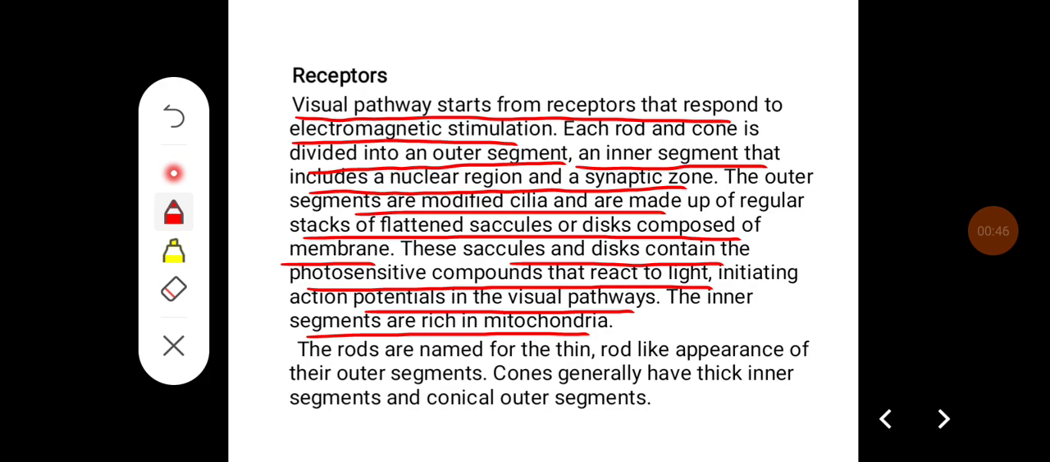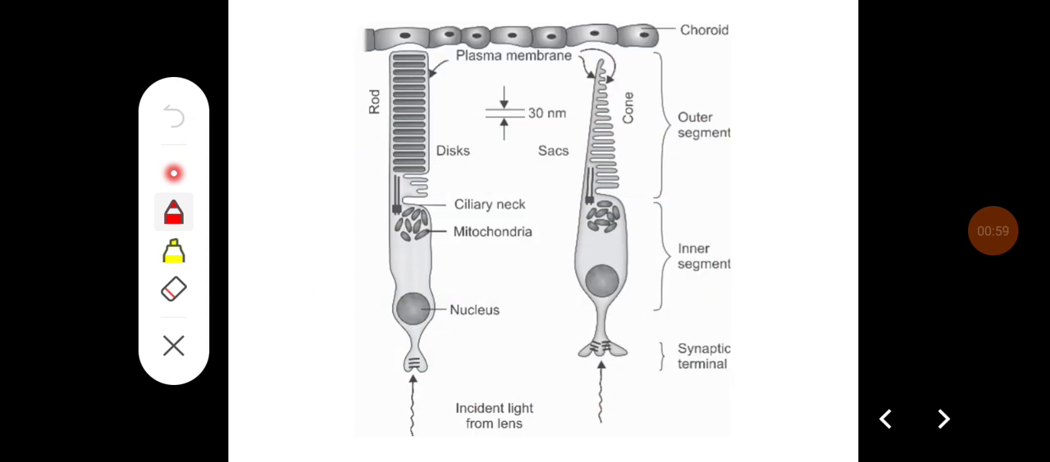The rods are named for the thin, rod-like appearance of their outer segments, and cones generally have thick inner segments and conical outer segments. So these are the structures of a rod, which is rod shaped, and a cone, which is cone shaped. These are the outer segments. These are the inner segments. Outer segments contain stacks of discs, and inner segments contain the nuclei. And usually this is the direction in which the light falls on these visual pigments.